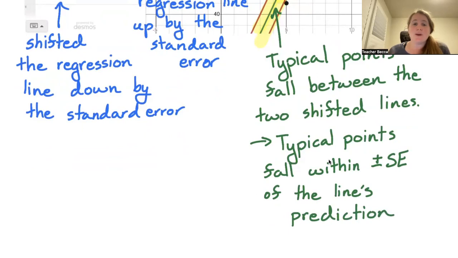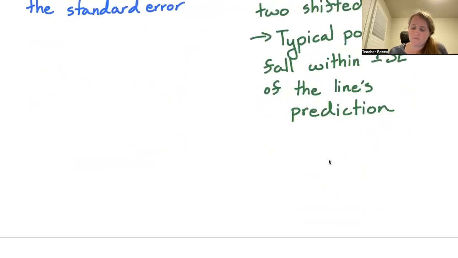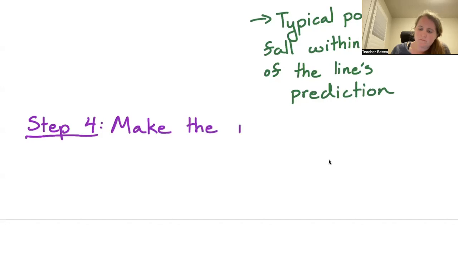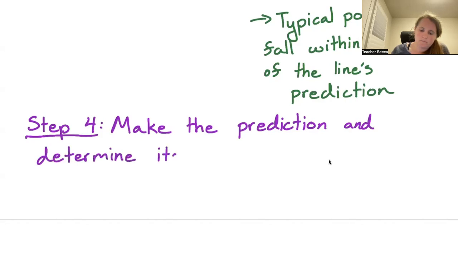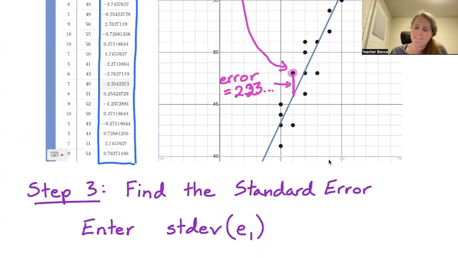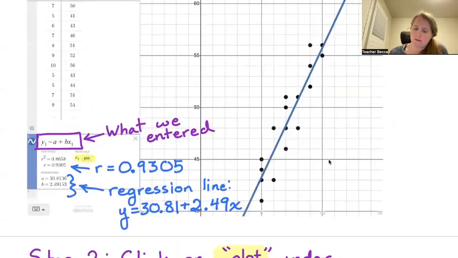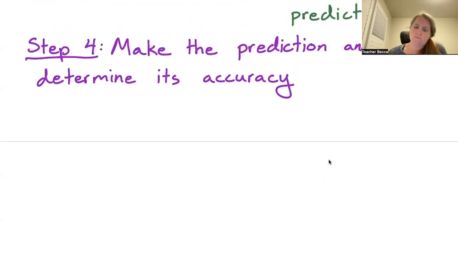So our final step here is to actually go ahead and make our prediction and talk about its accuracy. So our step 4 is to make the prediction and determine its accuracy. So our original request, I apologize for the scrolling, I will come back to this in just a moment. The original question asked us to predict the height of a child at age 8.